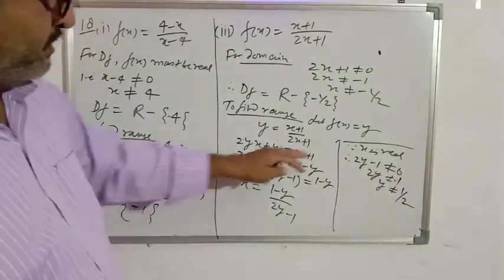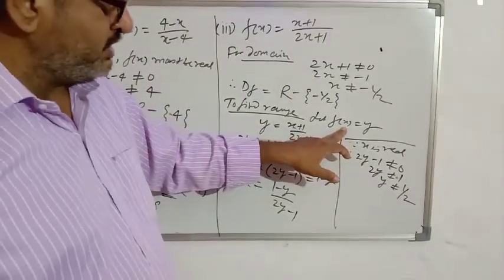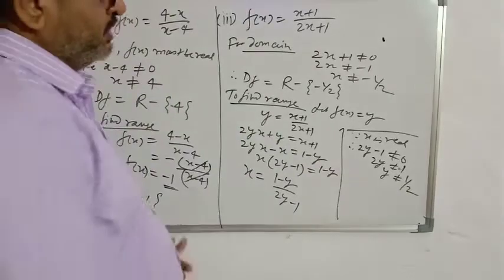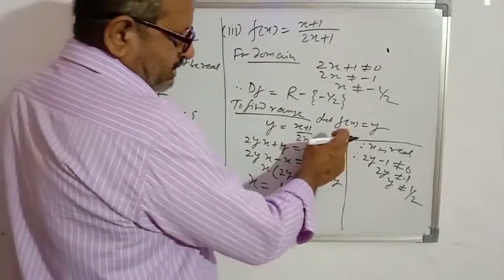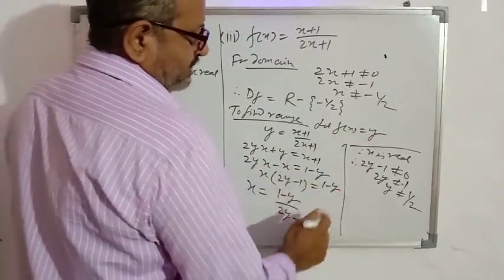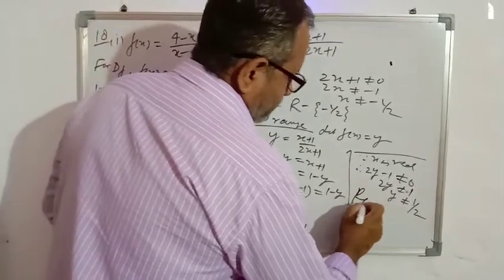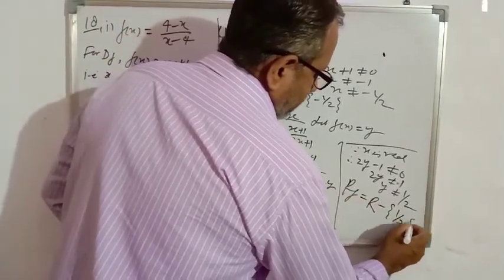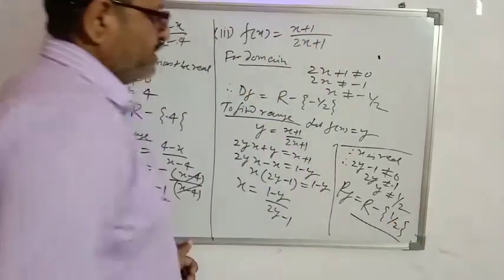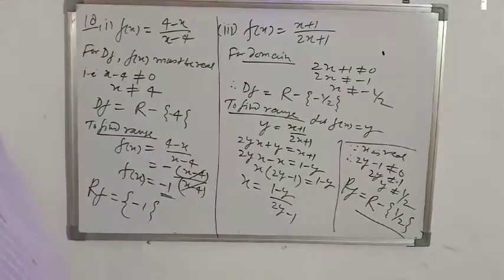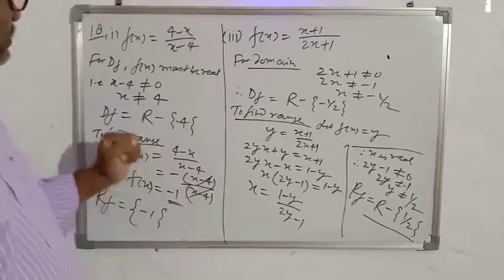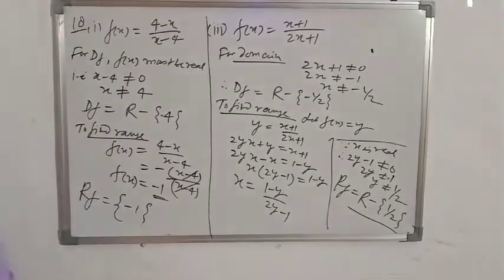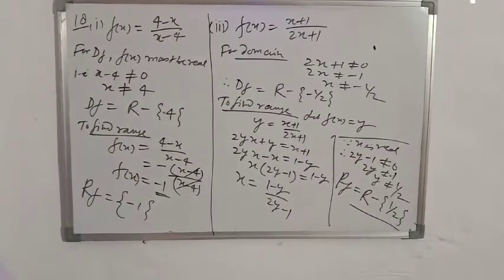And what is y? y is f(x). f(x) means range. So all the real number except 1 by 2. f(x) is y is range, it means y is range. So what is the range of the function? All the real number except 1 by 2. So this is the range of the function in third part. Some more parts are given. You can do yourself. Now we will discuss the next question.